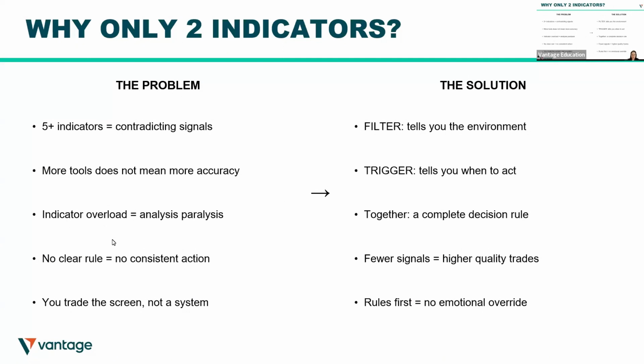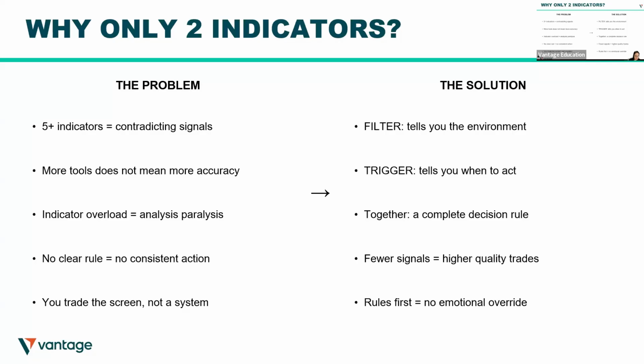Indicator overload equals analysis paralysis. Without complete decision rules, there is no clear rule and no consistent action. You trade the screen, not a system. What is the solution? Rules first, no emotional override. Filtering signals equals higher quality trades.